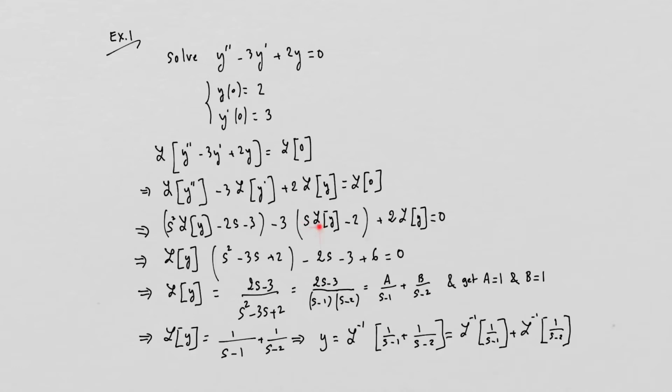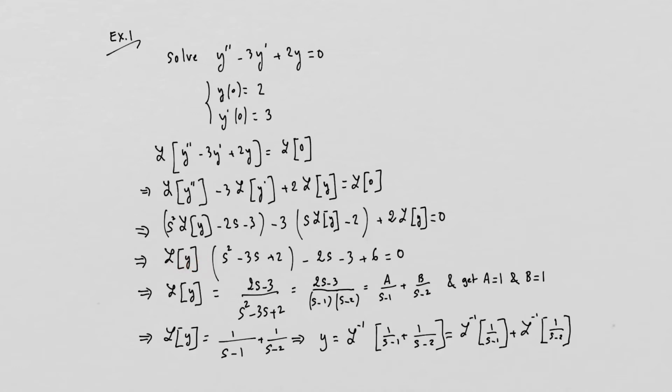So s times the transform of y minus f of 0, and f of 0 is just 2, it's given. And y prime of 0 here is 3. That's why I subtracted 3. Plus 2 times the transform of y equals 0. I collected my like terms. So obviously I'm looking for the transform of y so I can solve for y. So I collected this and this and this and I factored them out.